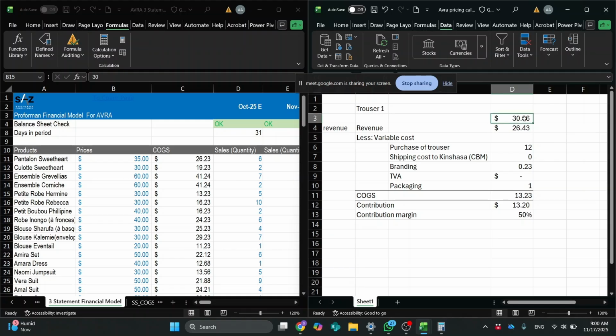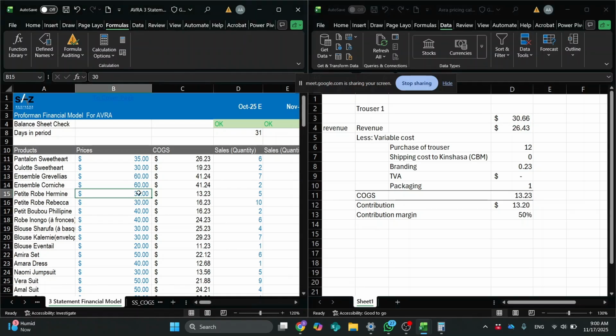So that means this should be the selling price to the customer. This is basically your revenue. Now this is 30 points, that's $1. So now this one is 30.00, so this is what you're missing here.